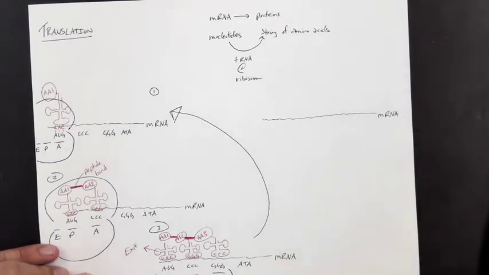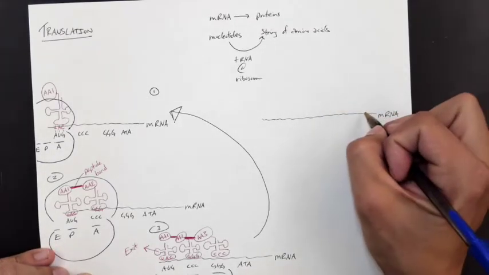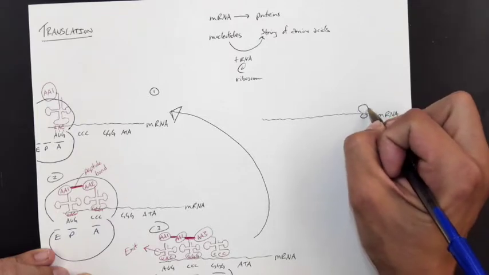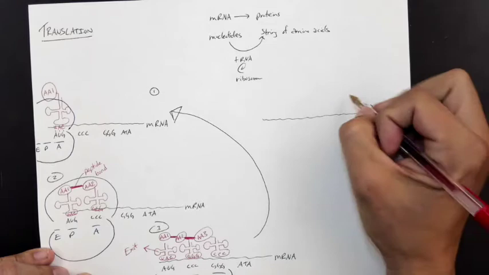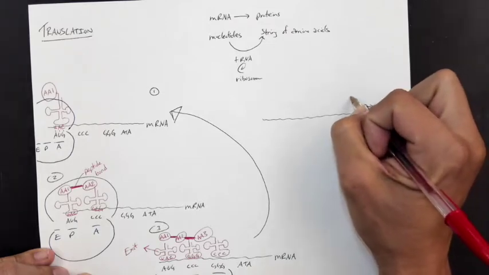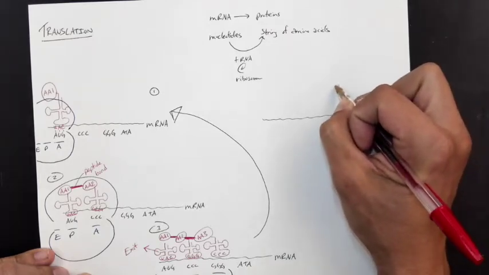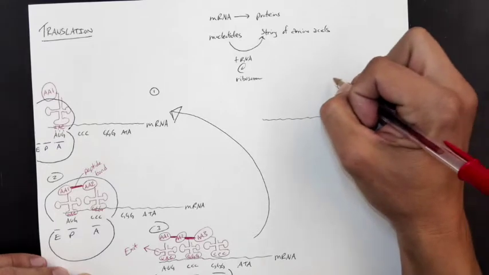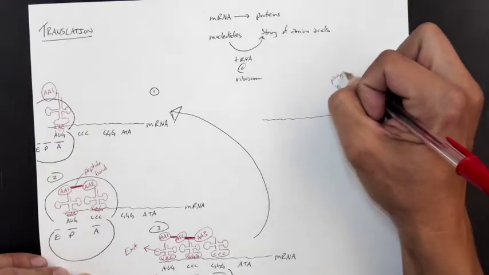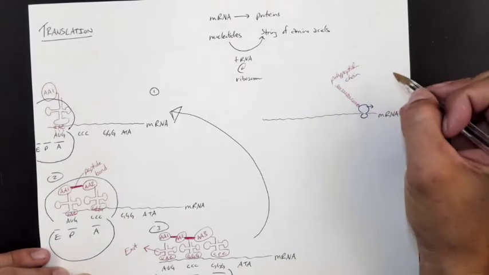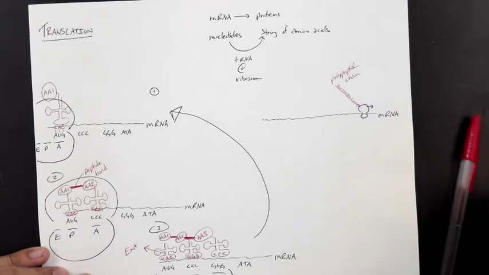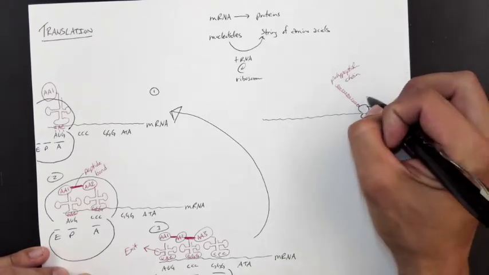So if we imagine that we're zooming out from this view, and you think about the entire molecule of messenger RNA, that entire molecule of messenger RNA is going to have a whole bunch of ribosomes attached to it. And each of those ribosomes has got these E sites, P sites, and A sites. And each of these ribosomes is going to be zipping along that piece of messenger RNA and creating a polypeptide chain behind it. And that polypeptide chain is going to start to fold and become mature.